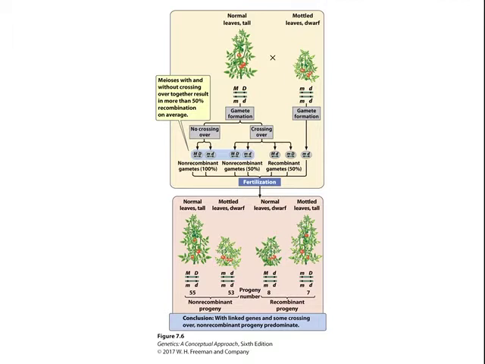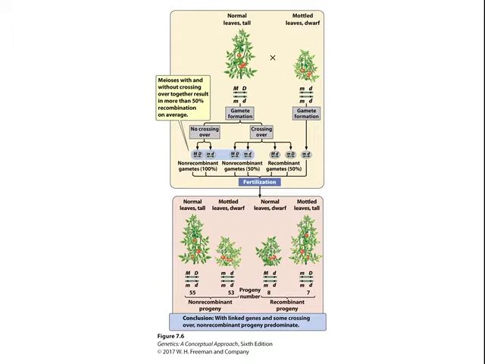In this test cross, we see that 55 of the progeny have normal leaves and are tall, and 53 have mottled leaves and are dwarf. These are the non-recombinant, containing the original combination of traits present in the parent. Of the 123 progeny, 15 have new combinations of traits not present in the parents, with 8 having normal leaves and dwarf, and 7 having mottled leaves and tall. These are the recombinant progeny.